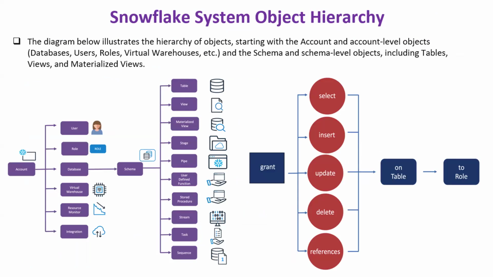Most of the objects you can see here are all Snowflake objects. For example, sequence is available in Oracle also, and here also you can see sequence. But tasks, streams, pipes, and stages are available here only. And in Oracle we have views and materialized views, correct? No?